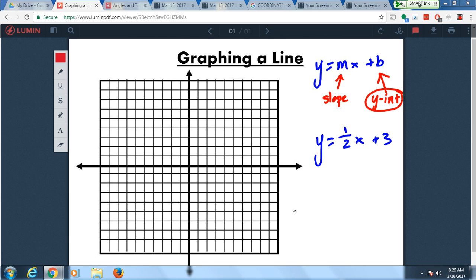Standard problem, right? So you start with 3, and since that's a y-intercept, you want to start with 3 on the y-axis, and then you've got to remember which directions you're going. This is positive, so it's going to be up. This is positive, so it's going to be to the right. So you're going to go up 1 to the right 2, put a dot. Up 1 to the right 2, dot, dot, dot.